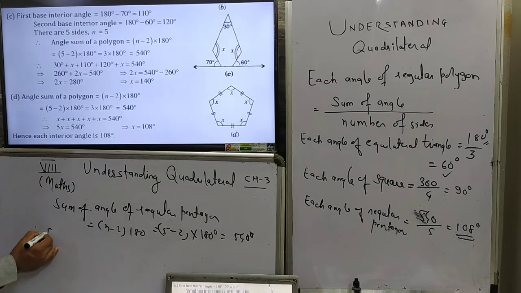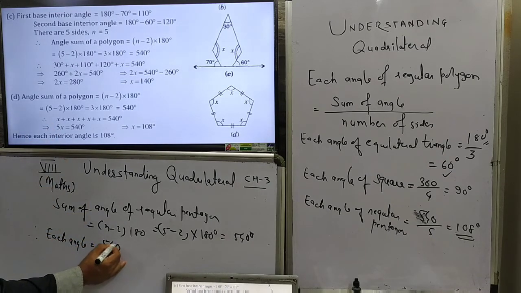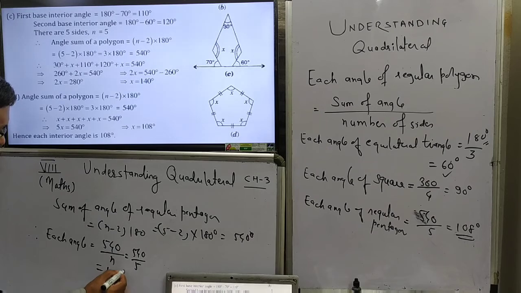Therefore, each angle of this regular pentagon is equal to 540 divided by the number of sides, 540 divided by n, that is 540 divided by 5 sides, which is equal to 108 degrees. That is problem D.